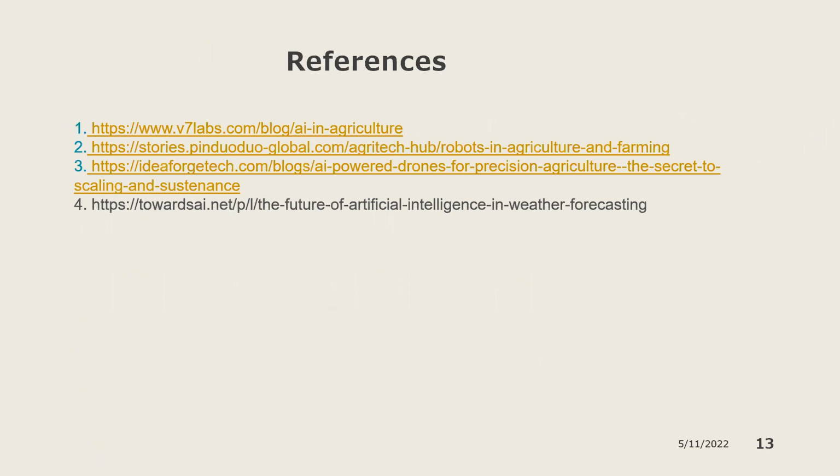Next, please. Here are some references that we have used. The first reference is AI in agriculture, where we broadly talk about how AI is used in agriculture. And then the second and third, we discuss how robots and machines will help in agriculture. And in the fourth, we study the future of artificial intelligence in weather forecasting. Next, please.